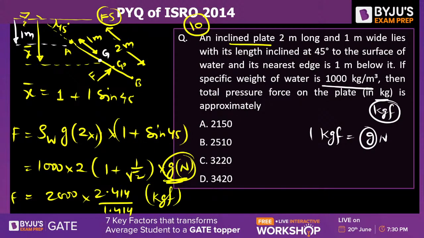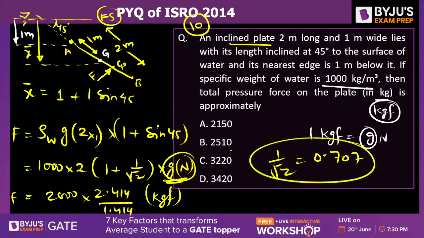Can you solve it? It will be around 3420. No, it will not be C. 1 plus 1 by root 2 is nothing but... What is 1 by root 2? Let me write this. 1 by root 2 is equal to 0.707, isn't it? You must memorize these values. Do you guys remember this? 1 by root 2, 0.707. So better to write 0.707. Then it will be... So 0.7. What is?